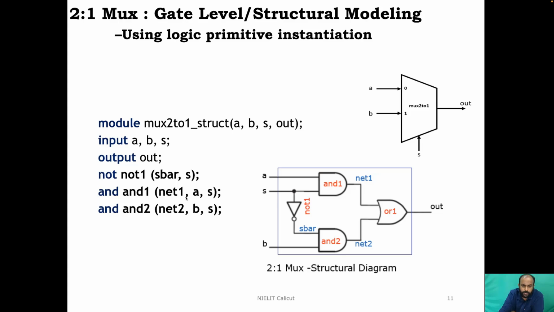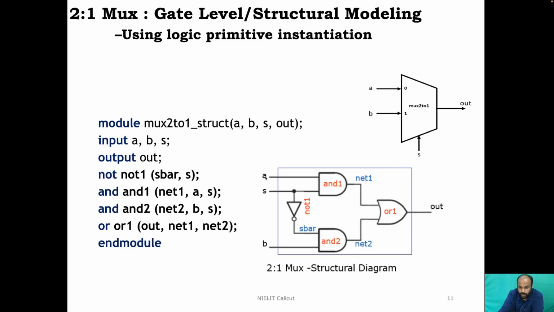For the first AND gate, the inputs should be net1, A, comma, it can be B comma S, and for the next AND gate it should be A comma S bar. Okay, so once it is done, I am ready to instantiate the OR gate. The keyword is OR, and the instance name is OR1, and the output should be driven with net1 and net2 as the two inputs. So this is the way logic primitives have to be instantiated.